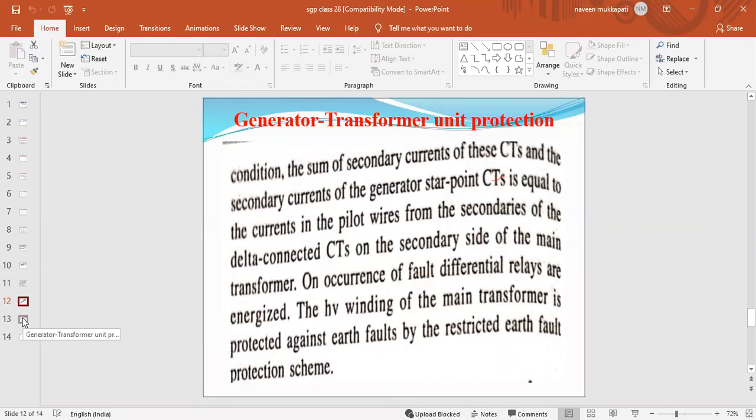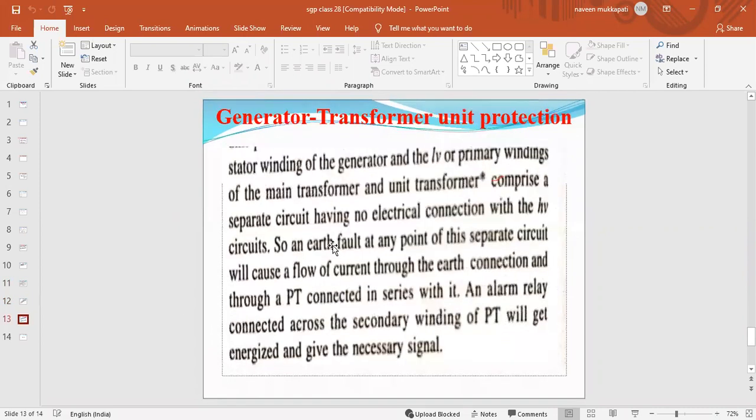Combined effect of the generators and the transformers. Okay, this will be used in the case of the HV winding only. On the HV side we use this type of combined protection for the generator and transformer units. The stator winding of the generator and the LV winding, the primary winding of the main transformer and unit transformer, comprise a separate circuit having no electrical connection. There is no electrical connection between these transformers and the generator units.